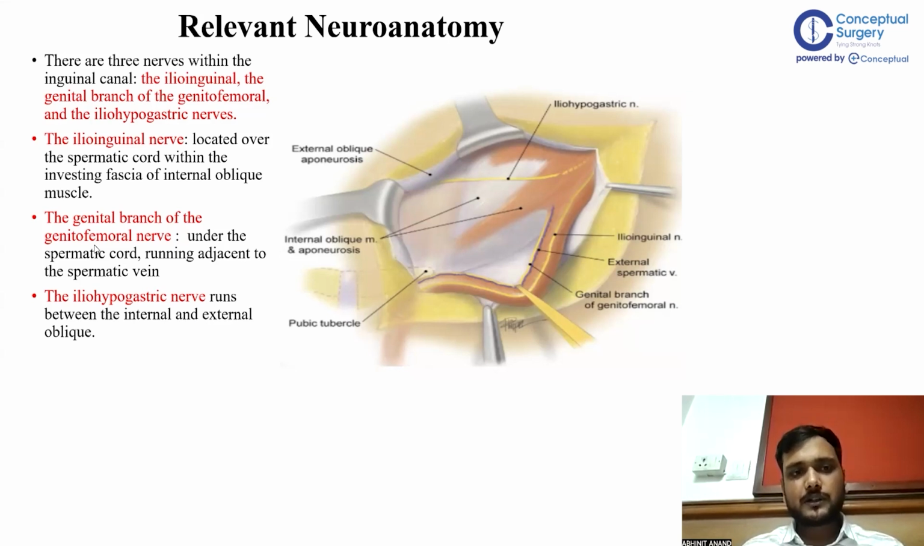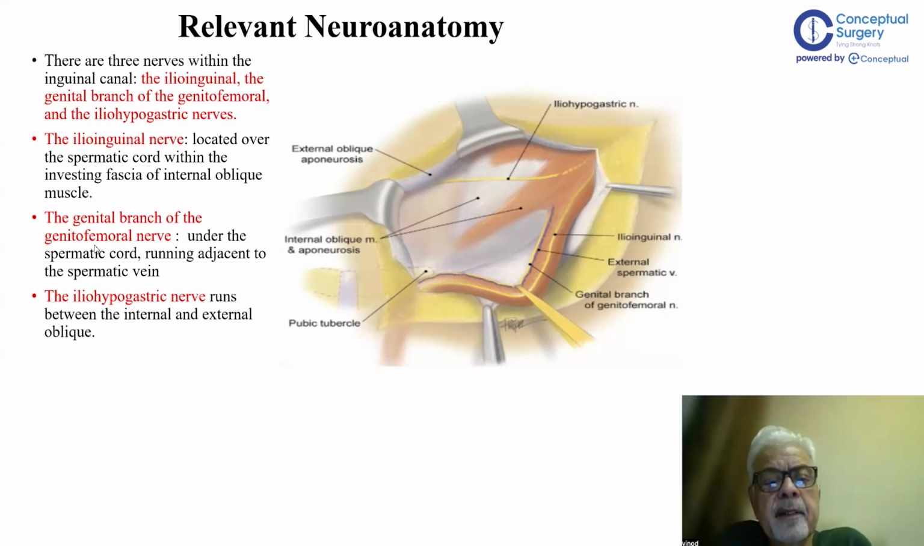The ilioinguinal nerve is located over the spermatic cord within the investing fascia of the internal oblique muscle, and the genital branch of the genitofemoral nerve is under the spermatic cord, running adjacent to the spermatic vein. This is highlighted in blue. The iliohypogastric nerve runs between the internal and external oblique.